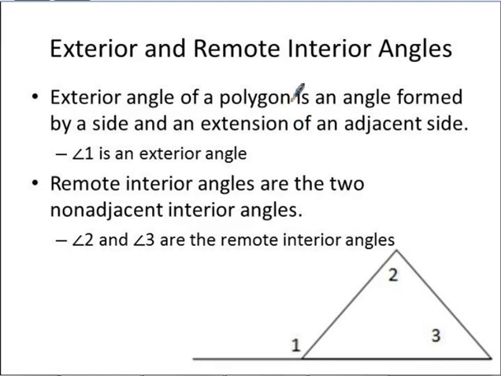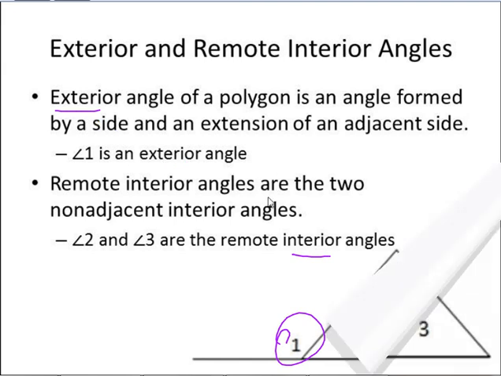The exterior and remote interior angles. First of all, we need to understand what these words mean. Exterior is an angle on the outside, like angle 1. Interior angles are on the inside, and you think of remote like if you live in a remote location, you live far away from stuff. So the 2 and the 3 are remote when compared to the 1. They are away from the exterior angle and on the inside.